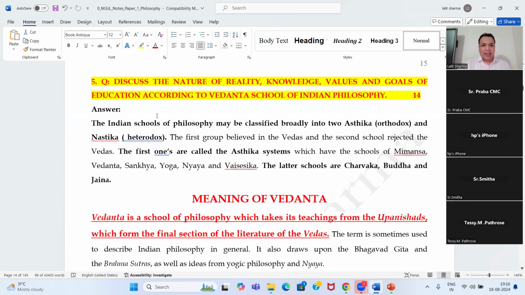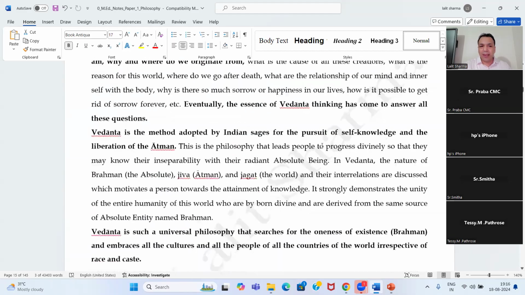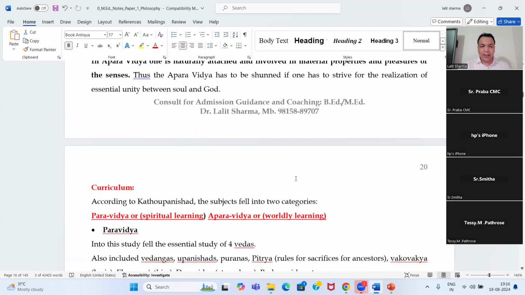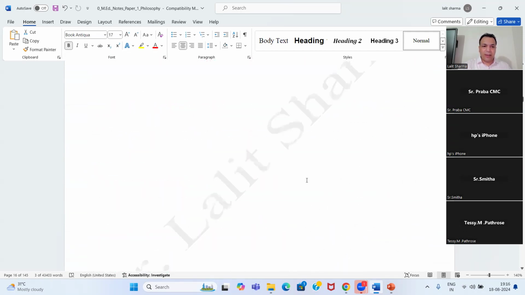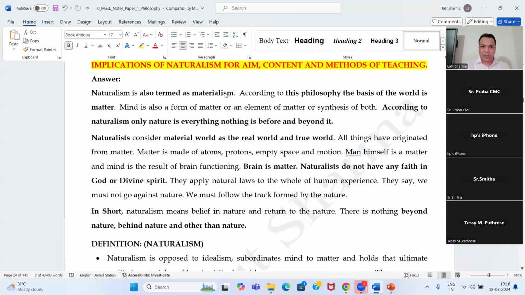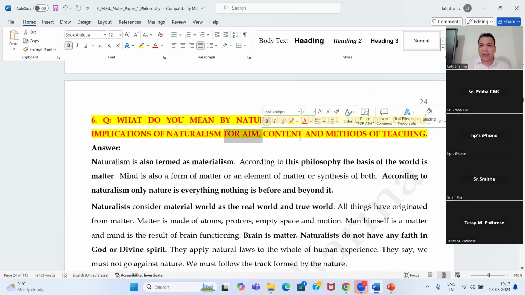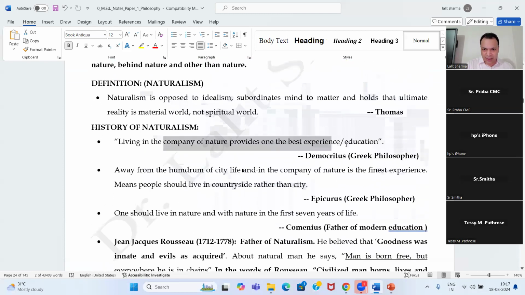Okay, फिफ्थ क्वेश्चन ये देखो, discuss nature of reality, knowledge, values, goals of the Vedanta philosophy। ये देखो वेदांत फिलोसफी, ये इंडियन स्कूल ऑफ फिलोसफी है, राइट, वेदांत फिलोसफी। ओके, नेक्स्ट क्वेश्चन देखो हमारा है नेचुरलिज्म के ऊपर। What do you mean by naturalism? Just we have discussed the naturalism, aims, content and method, meaning educational implications.